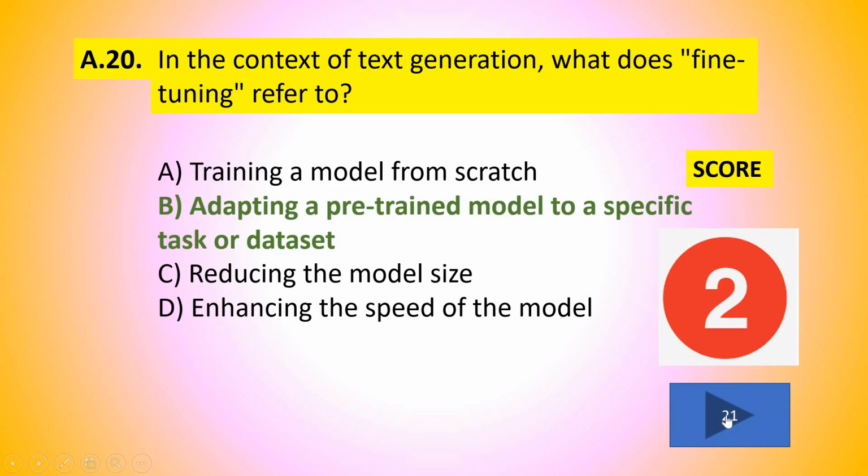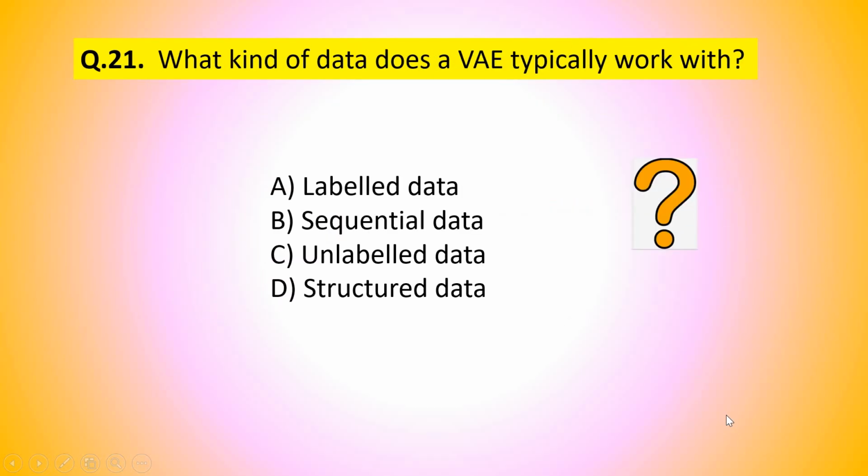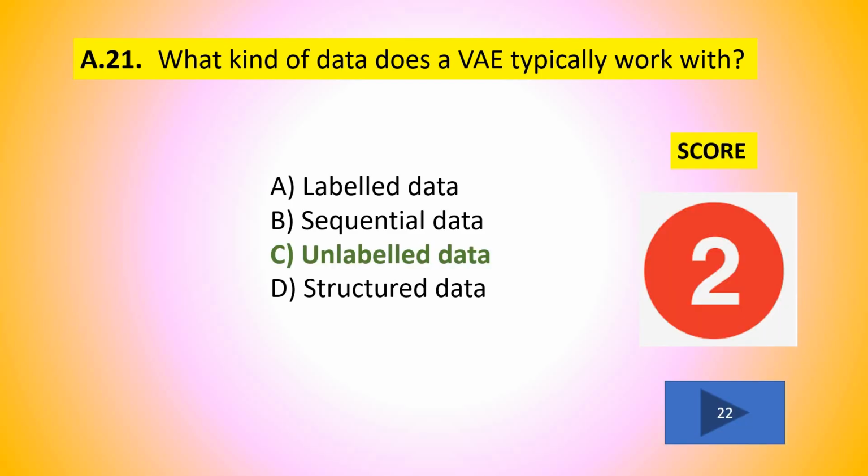Number 21 comes now. What kind of data does a VAE typically work with? Labeled data, sequential data, unlabeled data, or structured data? The answer is unlabeled data.